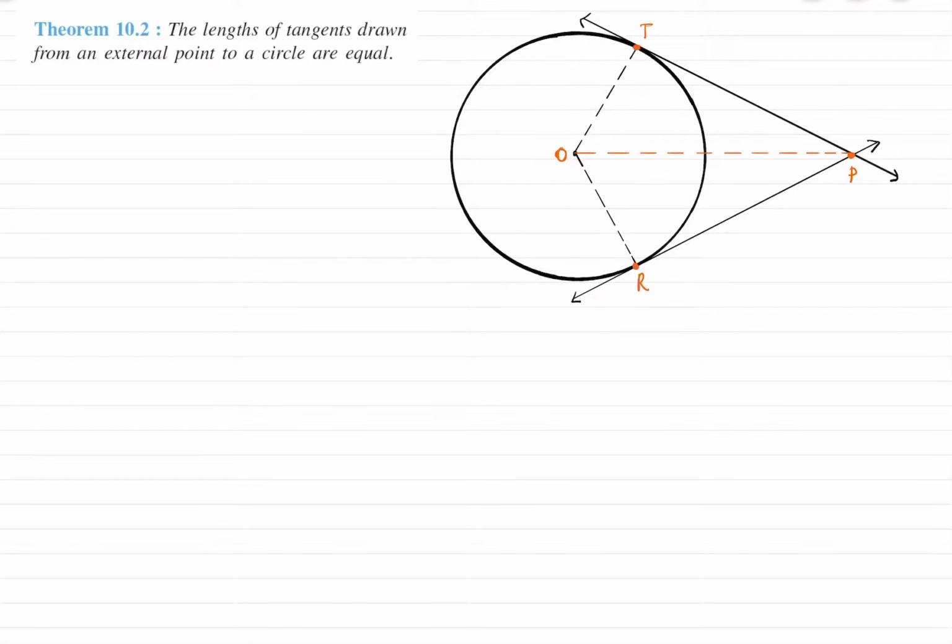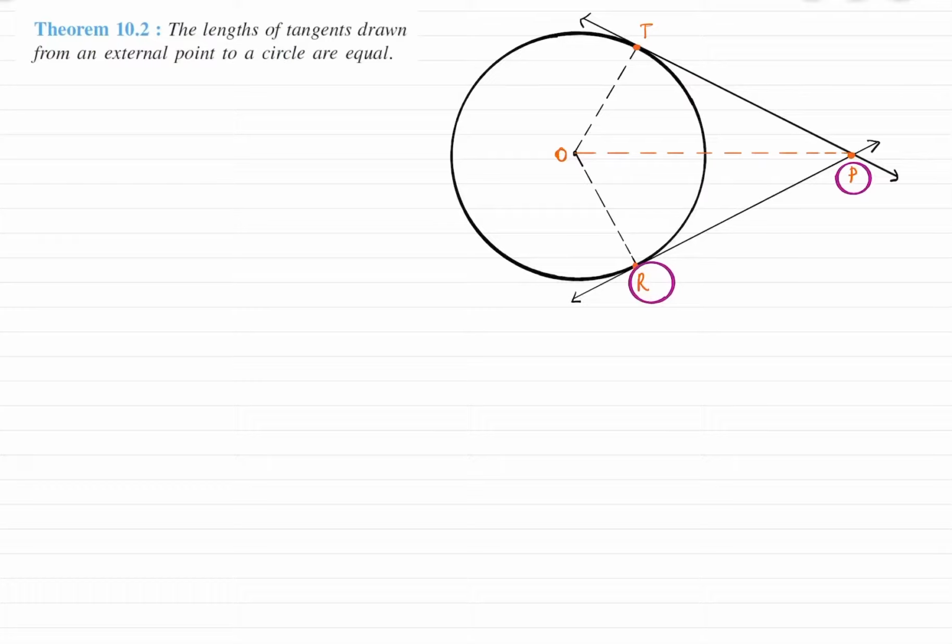In this video, we'll be looking at Theorem 10.2, and as it says, the lengths of tangents drawn from an external point to a circle are equal. Alright, so firstly, what does a length of a tangent mean? A length of tangent is equal to the segment that joins the external point and the point of contact between the tangent and the circle.